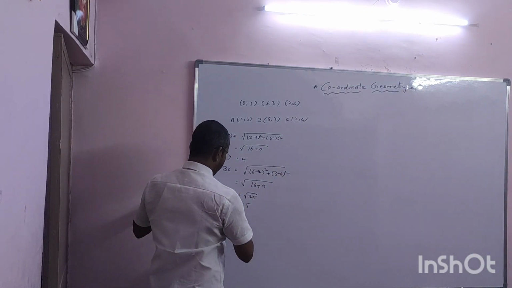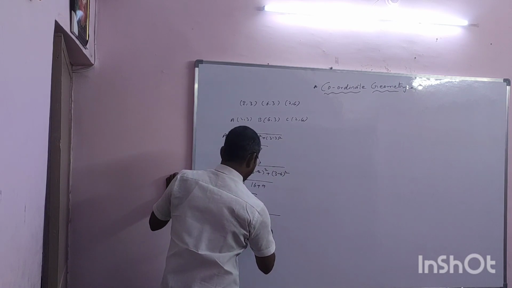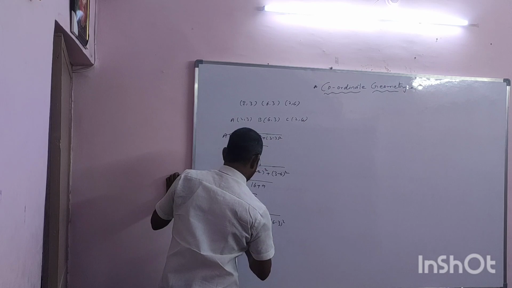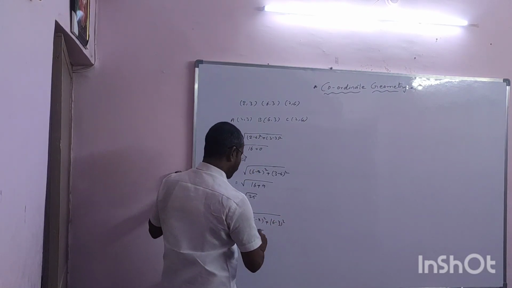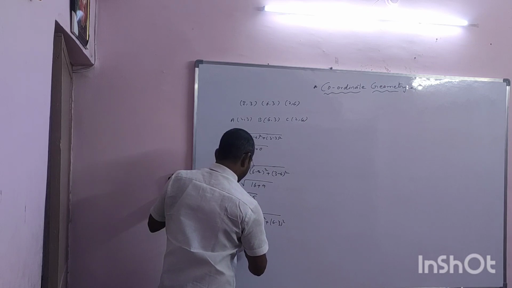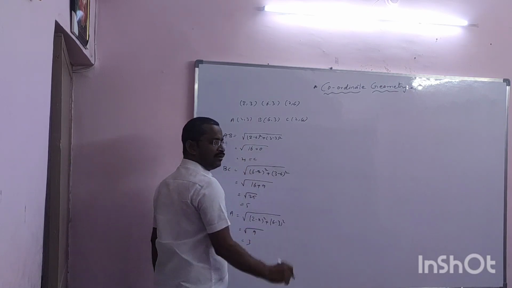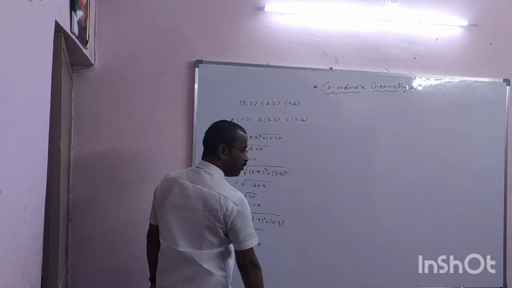Now let's take CA. What is CA? Under root of 2 minus 2 whole square and 6 minus 3 whole square. As you get, 2 minus 2 is 0. So 6 minus 3 is 3, 3 square in the sense 9. So your answer is going to be 3. So as you know, AB in the sense C, BC in the sense A, AC in the sense B.